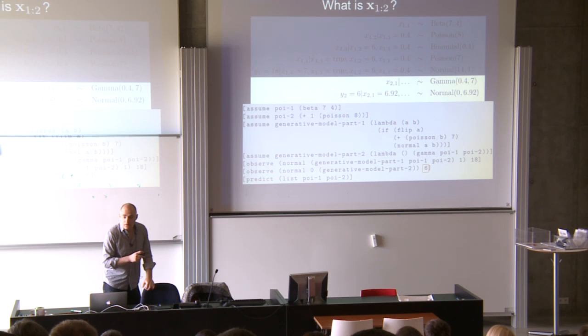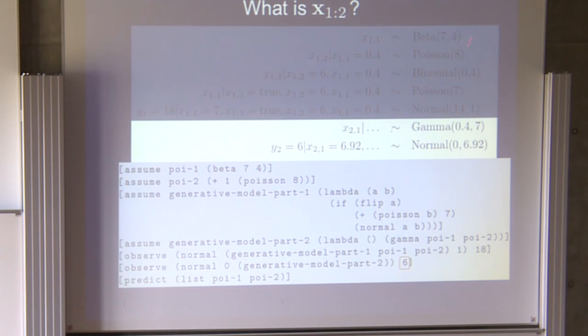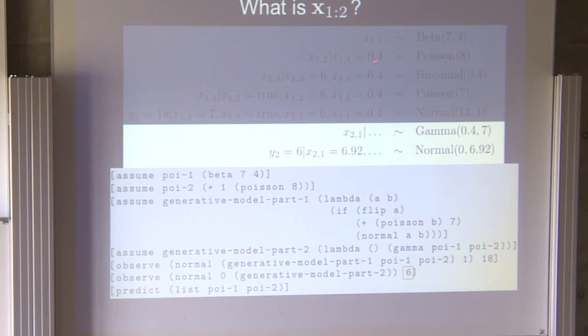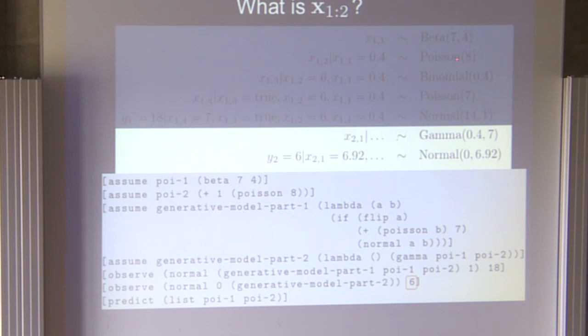it's the product of all of this stuff on this side. Okay? So we have return values for every one of these. It's the probability of 0.4 from beta 7.4, the probability of 6 from Poisson 8, the probability of true from binomial 0.4, the probability of 7 from Poisson 7 times the probability of 18 from normal 14, and so forth. Okay? So what we've done is dynamically constructed a sequence of conditional distributions via the interpretation of a program that has stochastic elementary random procedures and stochastic compound procedures. Okay?